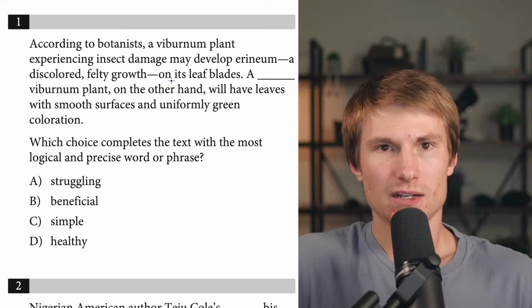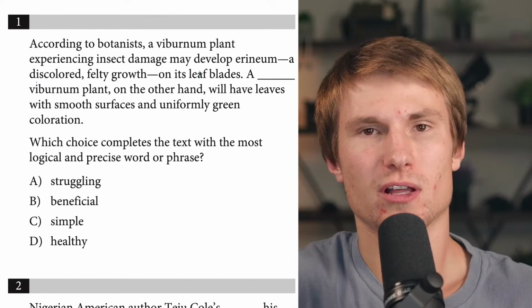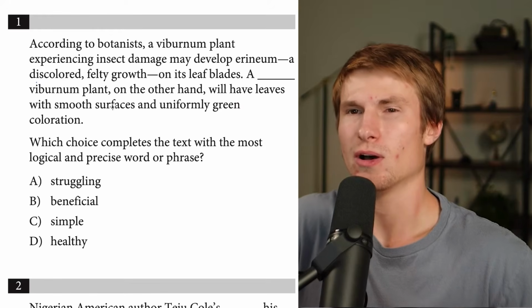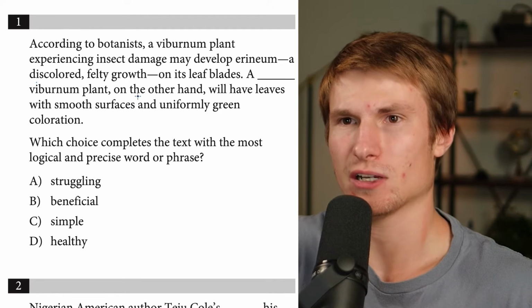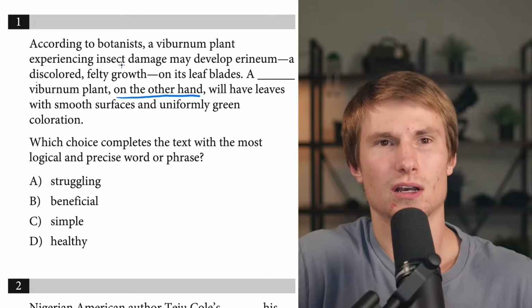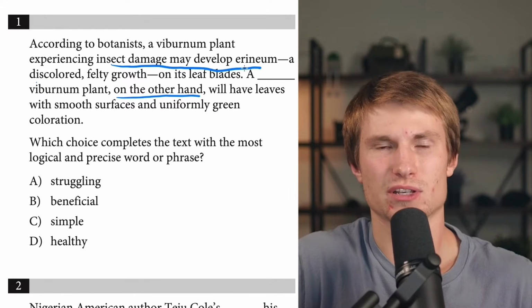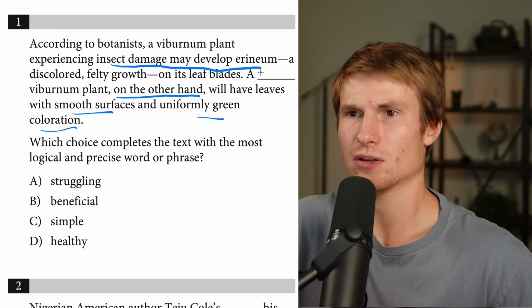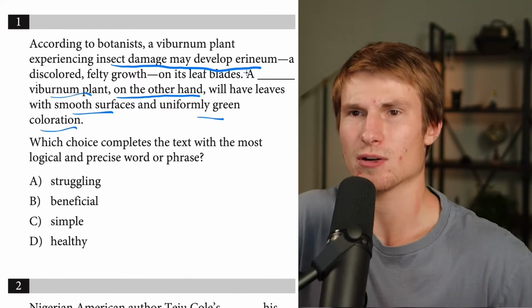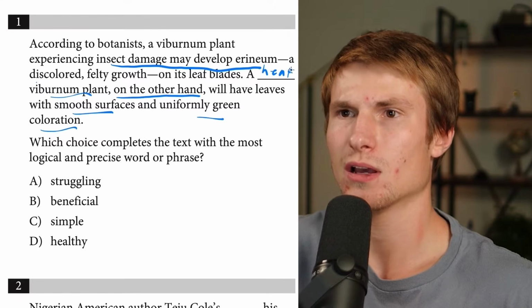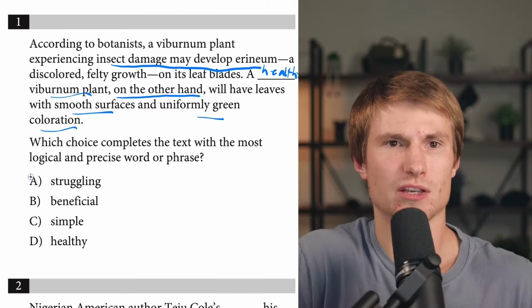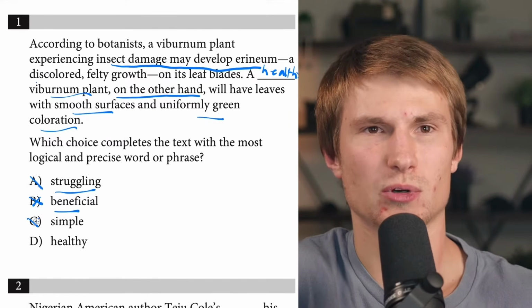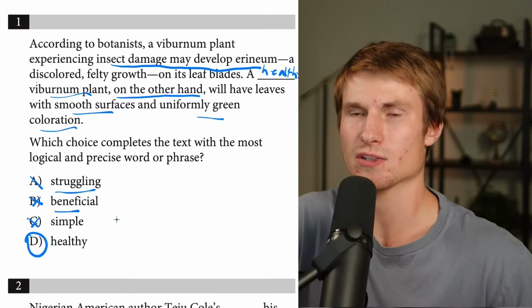Question 1. According to botanists, a viburnum plant experiencing insect damage may develop erineum, a discolored felty growth on its leaf blades. A blank viburnum plant, on the other hand, will have leaves with smooth surfaces and uniformly green coloration. Okay, we have a contrast here between one with insect damage and erineum, and one that is healthy with smooth surfaces and uniformly green coloration. So obviously here we would have a blank viburnum plant. Best description there would probably be healthy. If we have that as an option, now we've got struggling, which wouldn't make sense. Beneficial, that's not how we would describe a plant. Simple, we wouldn't describe a plant as simple. Healthy, that would be perfect. So our answer would be D.